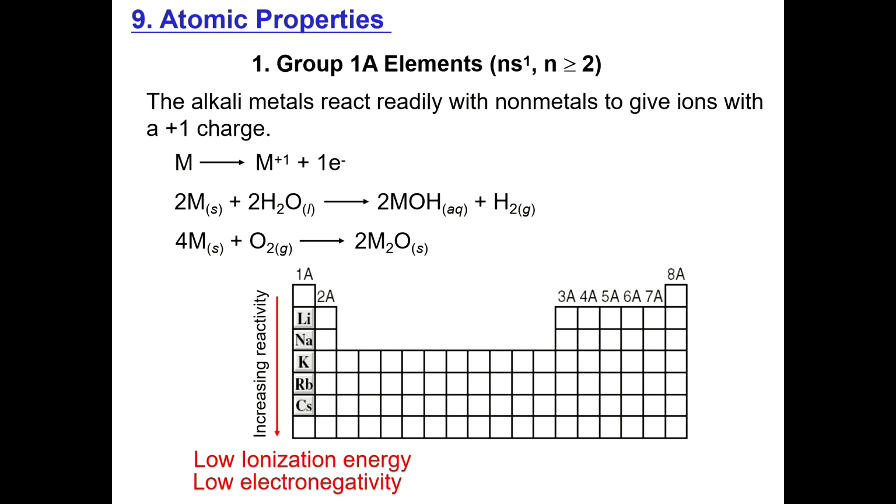So usually they show a +1 charge, because they have low ionization energy and also low electronegativity. They have low ionization energy. It means they don't need much energy to lose the electron. They are easy to lose the electron. So basically, they show a +1 charge.